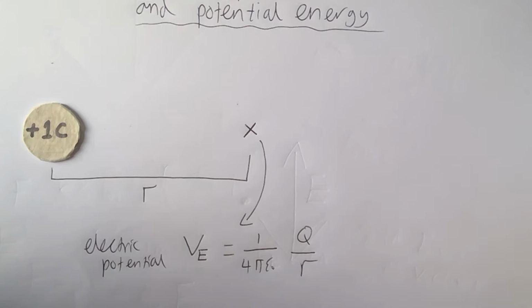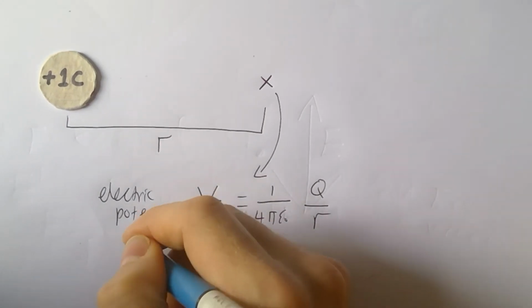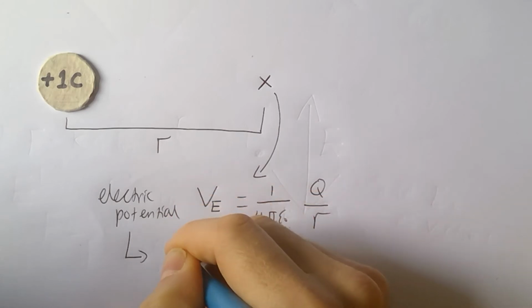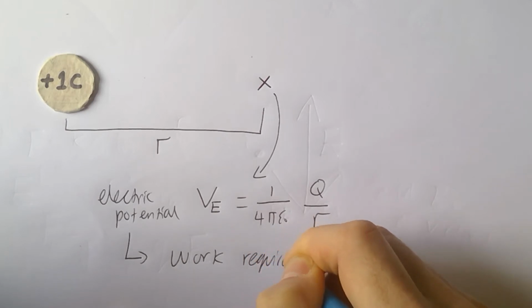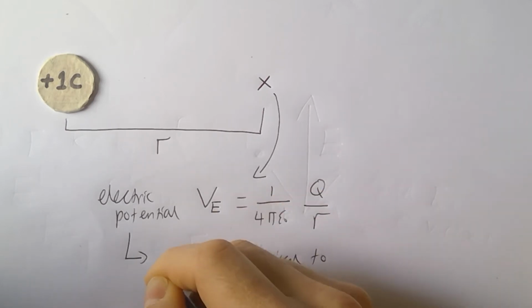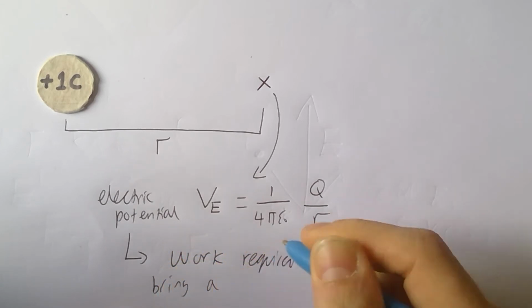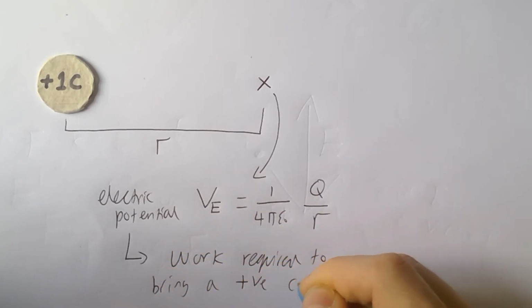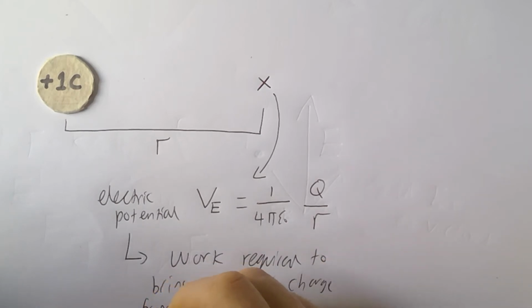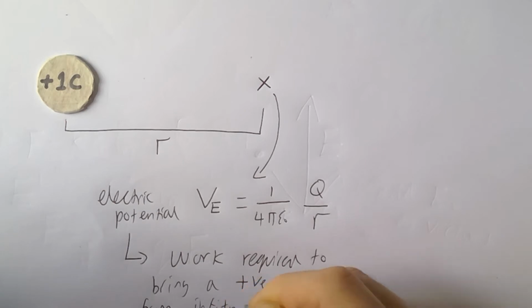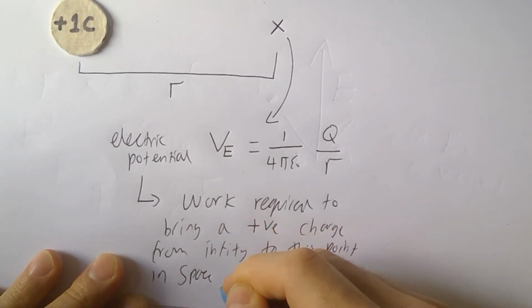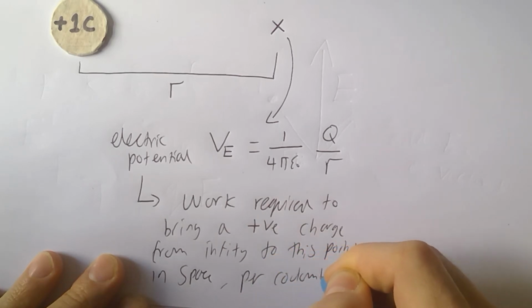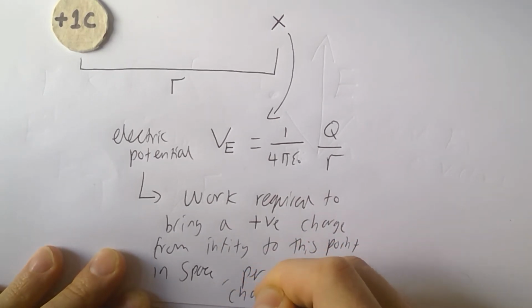There's a definition for this which is unbelievably important. This tells you the work required to bring a positive charge from infinity to this point in space per coulomb of charge.